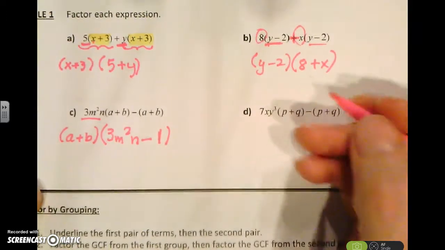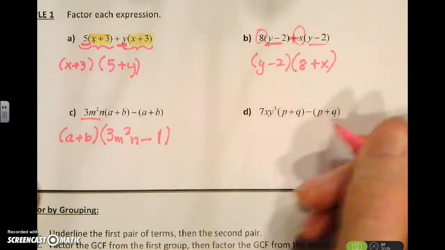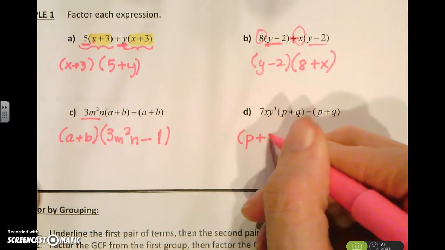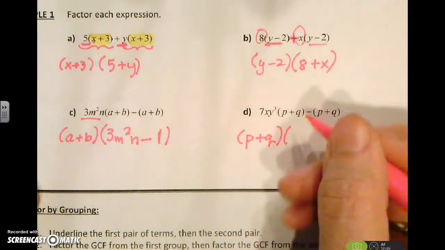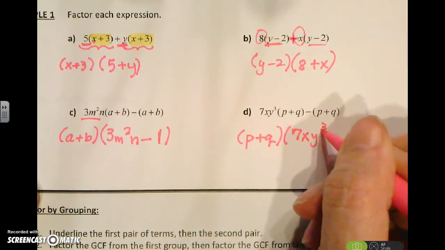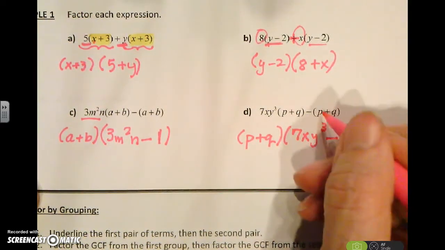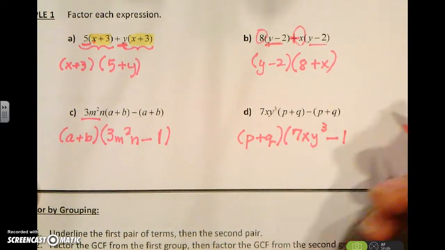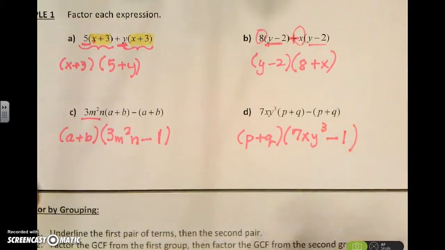And then D, the p plus q is in common, so I'm going to take out the p plus q parentheses, and that leaves me with 7x y to the third, again minus, and again there are no factors left over, so 1 for my answer.